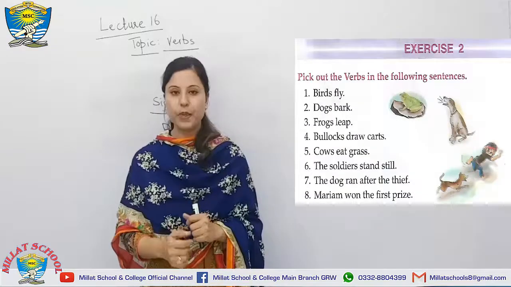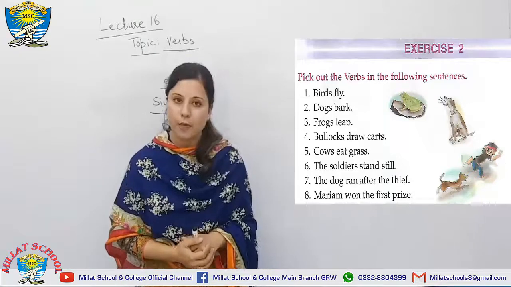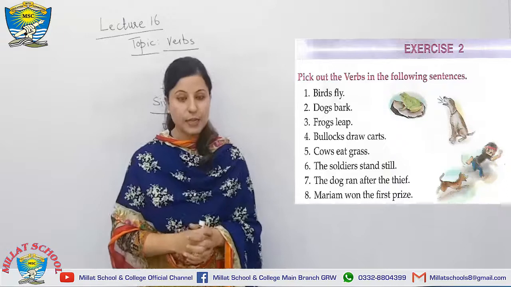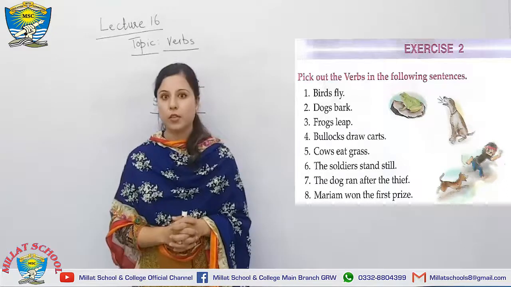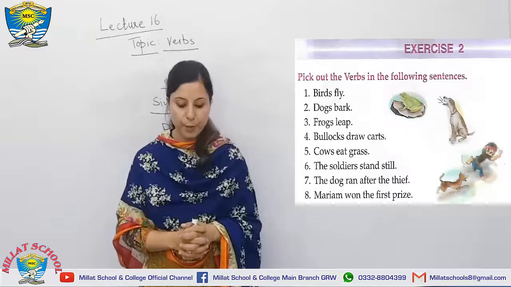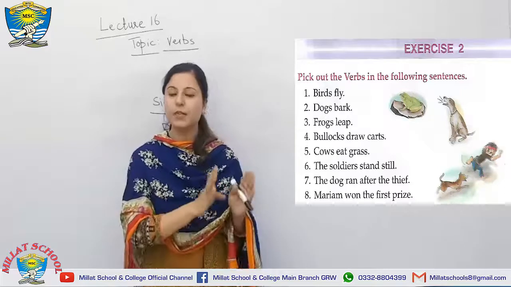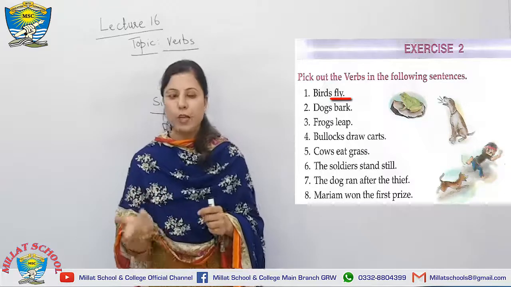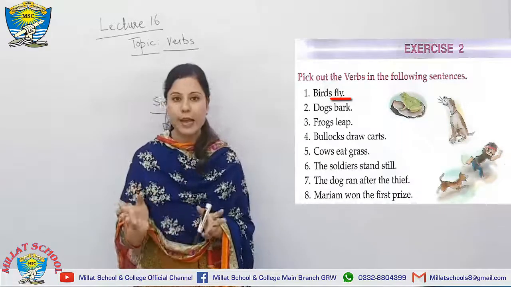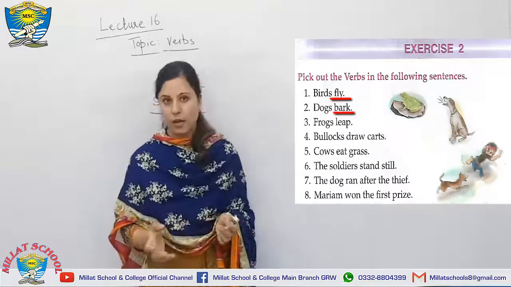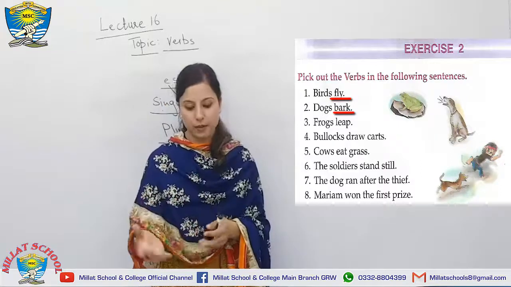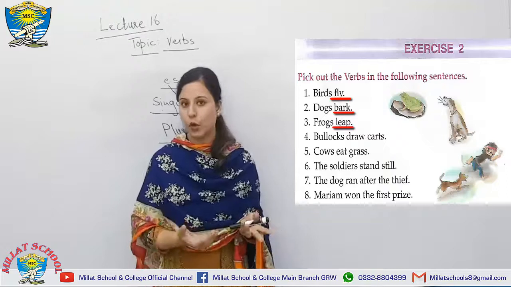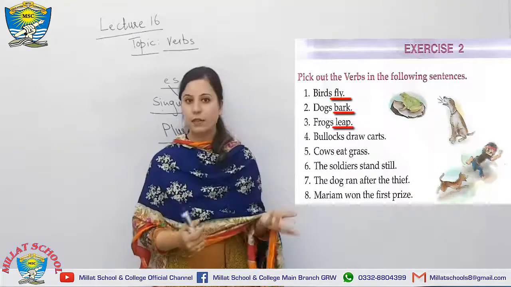You have to complete all those sentences in the same way. Just highlight the verbs here. Now exercise number 2 will be done in the same way, but I will share a few examples with you. For example, birds fly. Here birds is a plural word and is followed by a verb, fly. You will just pick out fly as the verb. Dogs bark. You will just pick bark here. Then frogs leap. Leap is an action of the frog, so we'll just pick out leap here.